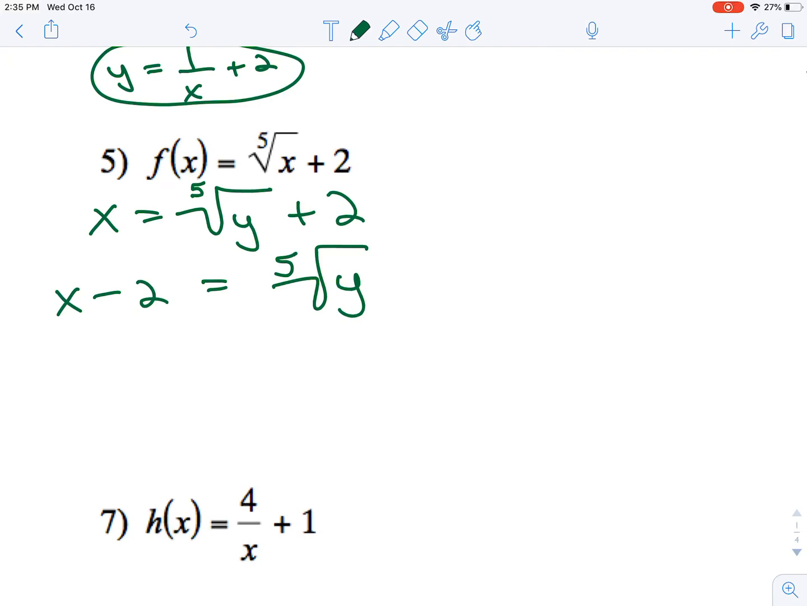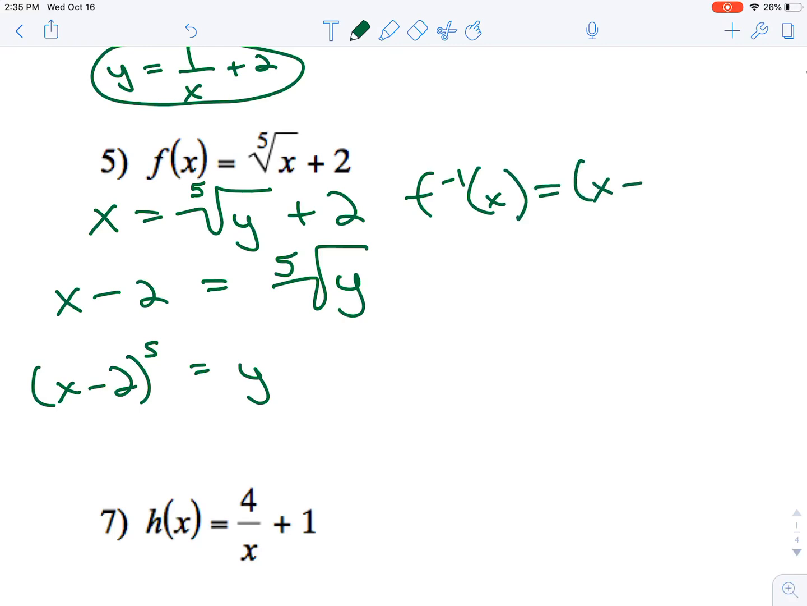And then I'm going to take each side to the 5th power. So when I do that, I have x minus 2 to the 5th is equal to y. And in proper function notation, I'll have f inverse of x is equal to x minus 5 to the 5th power.